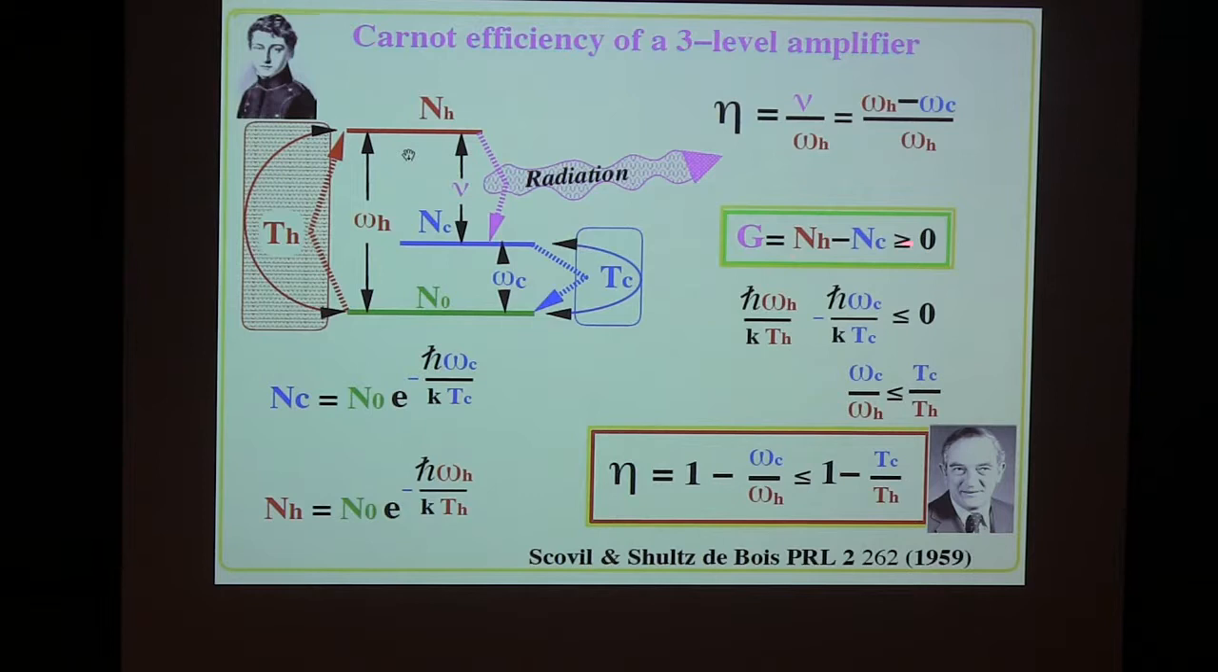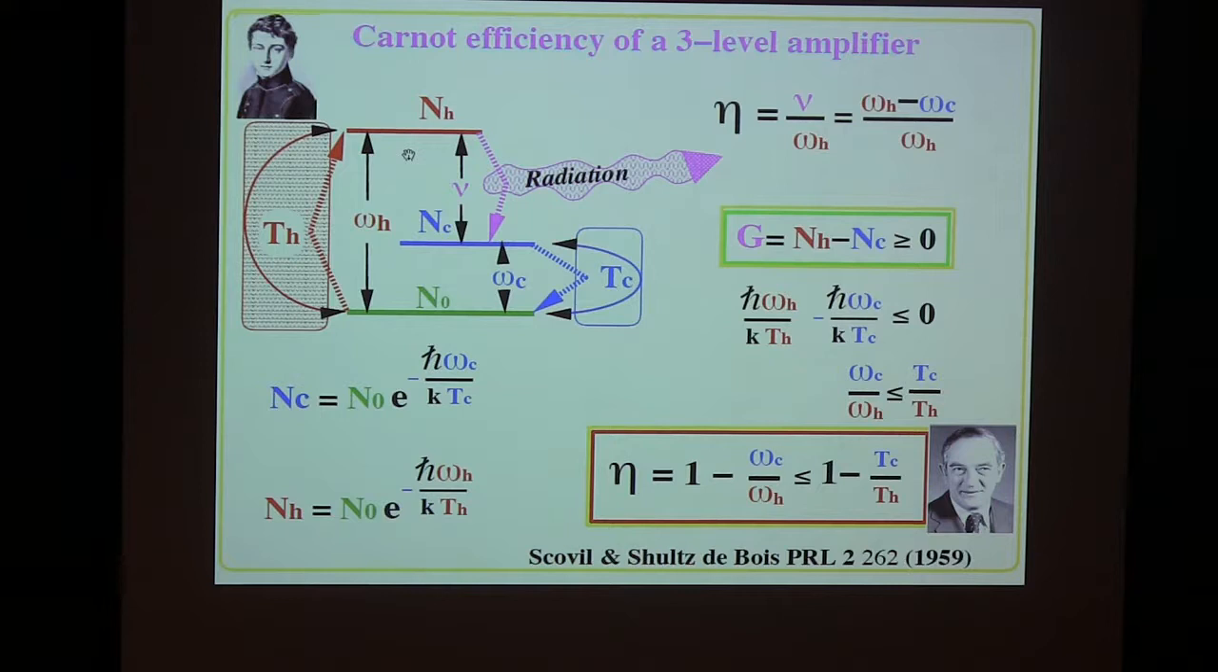So what Scovil showed us is that the three-level amplifier is, you could say, the most simple example of a Carnot engine, or a heat engine. What it does is take heat from two baths and generate radiation or work, which we would think of as work.